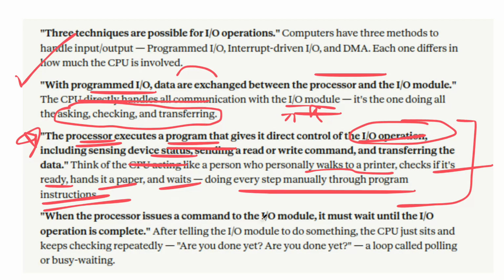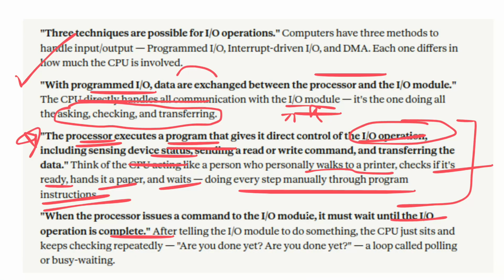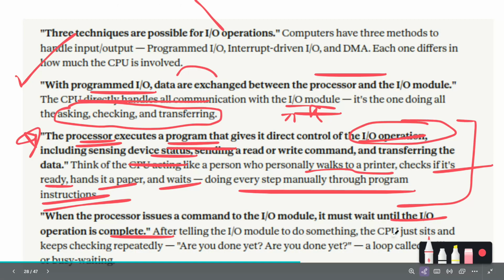When a processor issues a command to the IO module, it must wait until the IO operation is completed. After telling the IO module to do something, the CPU sits there and keeps checking repeatedly, asking the IO module if it is done. This is happening repeatedly, so it is a loop. This kind of loop, which is repeatedly asking, is basically called polling.